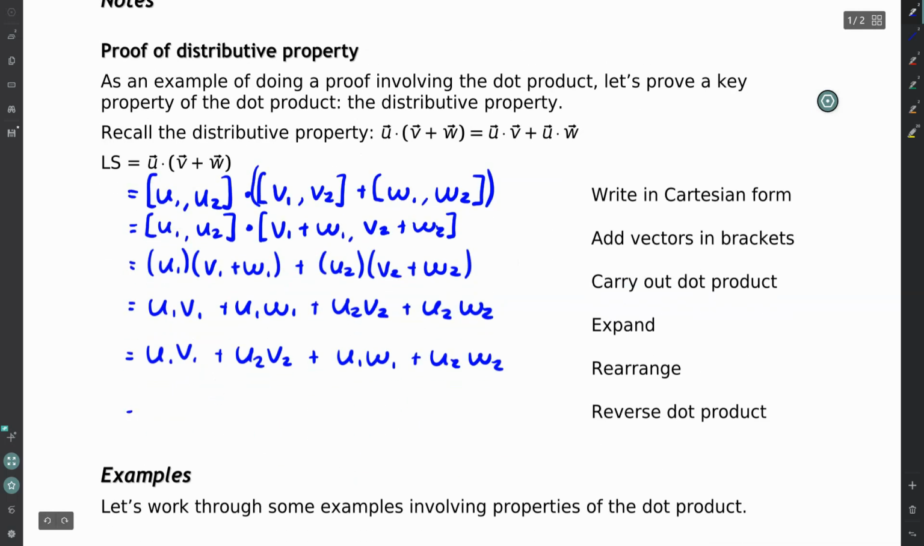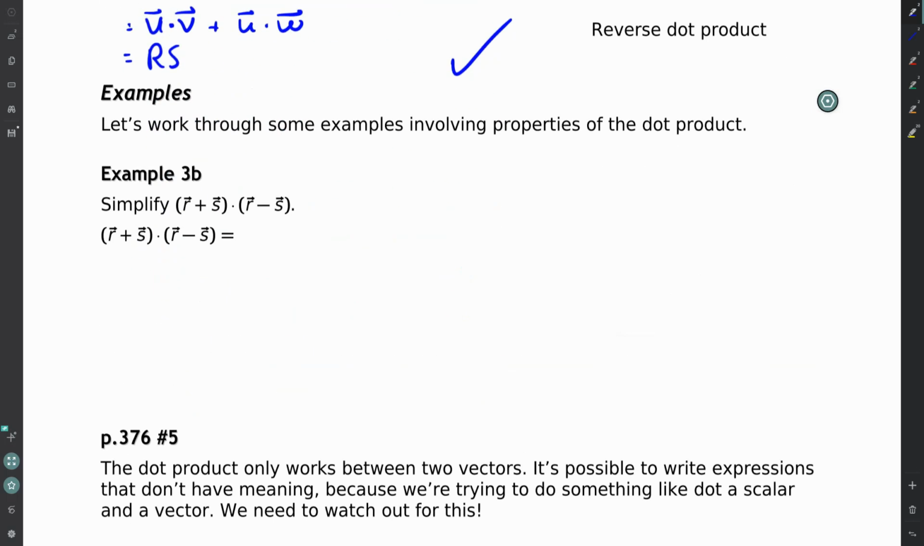And we recognize that the first pair of terms, u1 v1 plus u2 v2, is u dot v. The last pair of terms, u1 w1 plus u2 w2, is vector u dot vector w, and that is equal to the right side. So we have proven the distributive property, and we can use it with confidence anytime we want. So let's work through some examples involving some properties of the dot product.